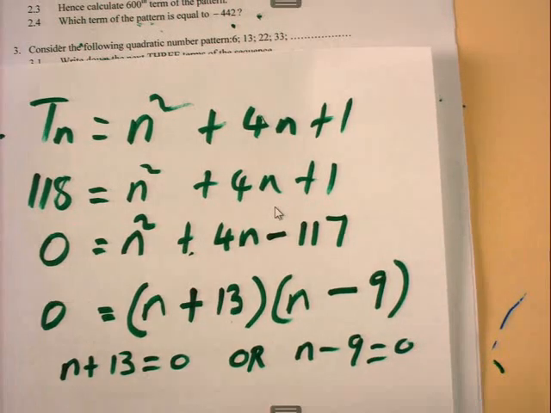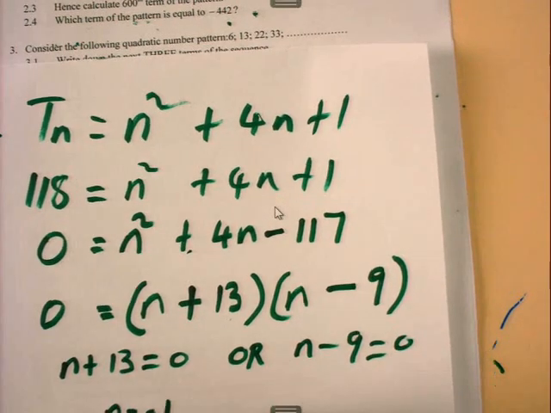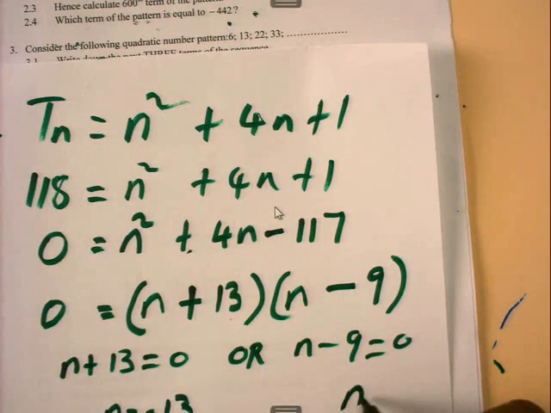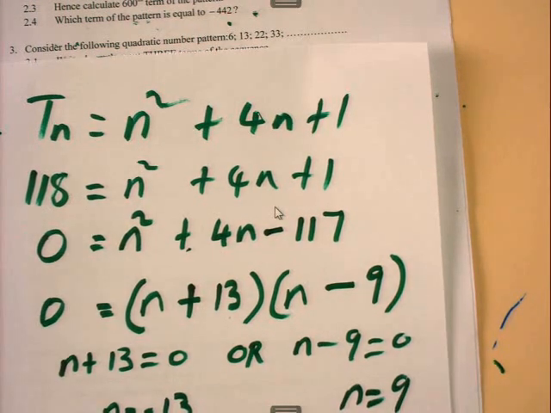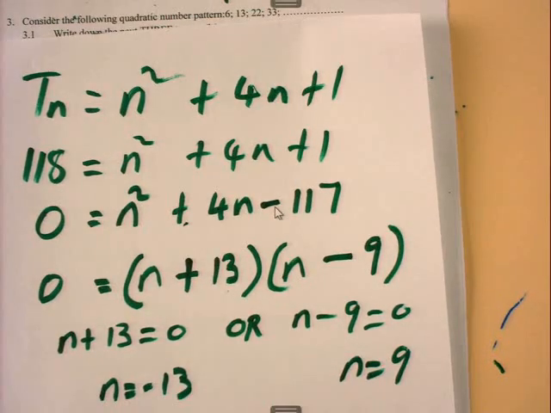Now we solve for n. Here n equals negative 13. Here n equals 9. What does n represent? We ask ourselves that question again. What does n represent? The position of a term in the sequence. So it means n must be a natural number. This term is there in the sequence. So what is its position?